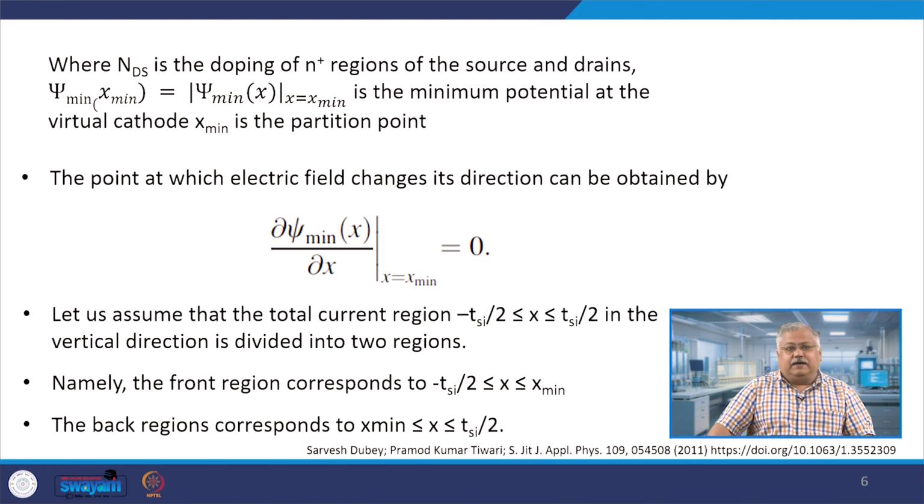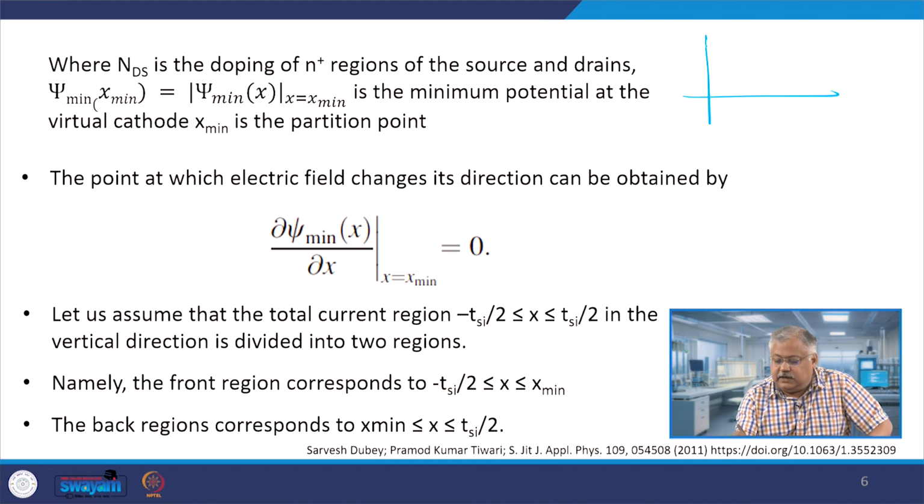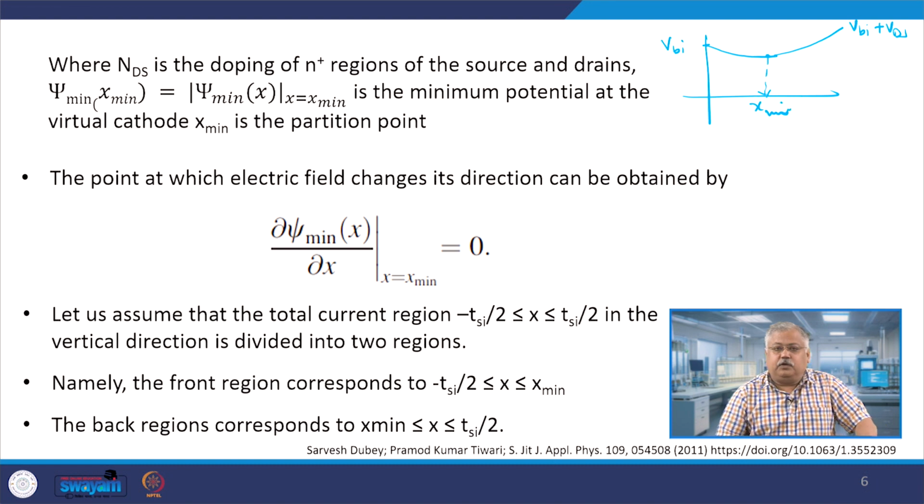Now, as I discussed with you, NDS is the doping of the N plus region of source and drain, and psi min is basically the value of the surface potential at the partition point. Partition point is the point where you have the minimum surface potential and then it goes on increasing. So, if you plot surface potential versus distance, it goes to a minimum value and then it rises to a value equal to, this is your V built-in, this is your V built-in plus VDS. Before that it goes to this low value here, and this is your X min here, right.